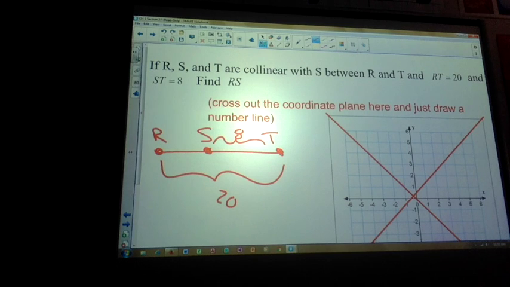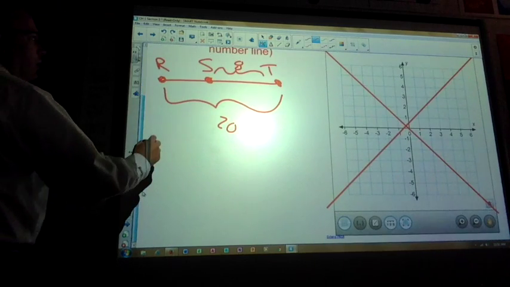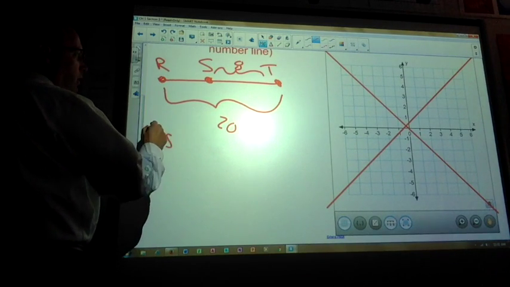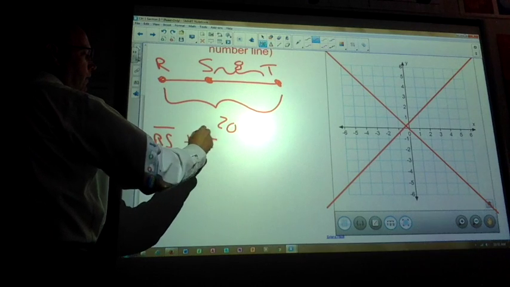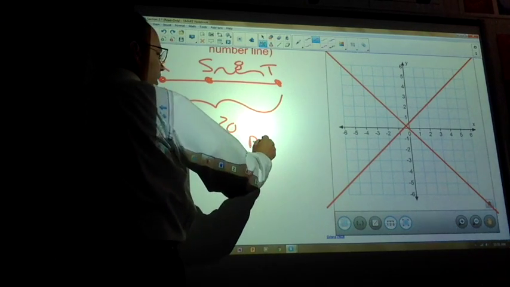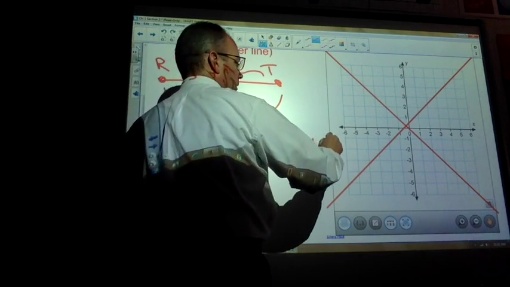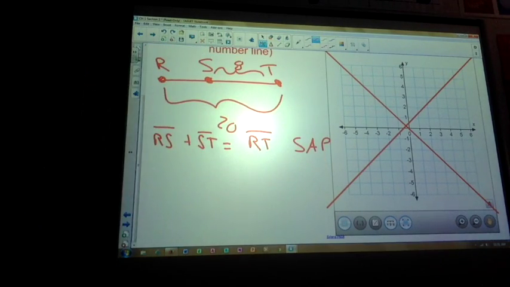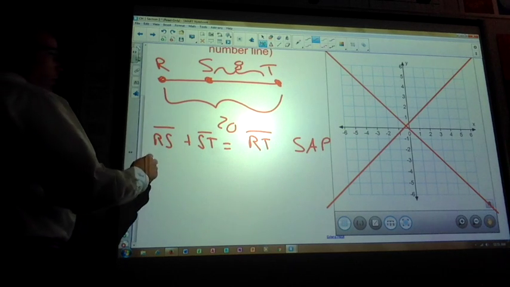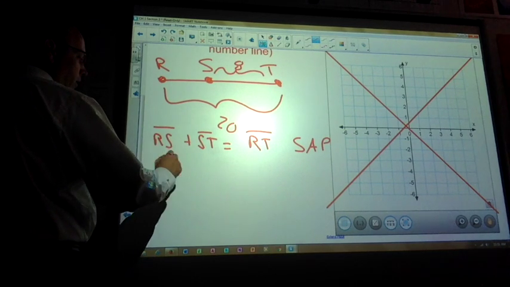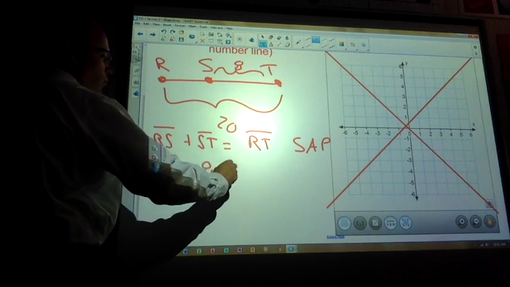Segment subtraction postulate. So you're having to tell me why, not just assuming the algebra always takes place. You're using the numbers of math to do it. So a way to go through this problem would be like this. You go RS plus ST is equal to RT. And this is segment addition postulate. Do you agree? And then I could do RS plus 8 equals 20.